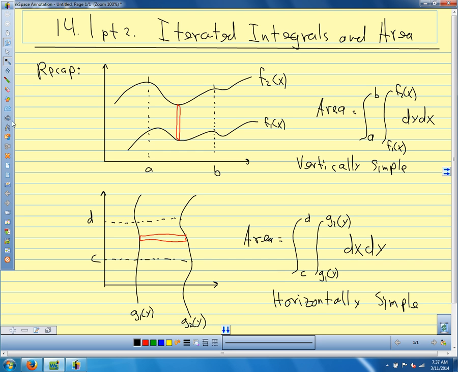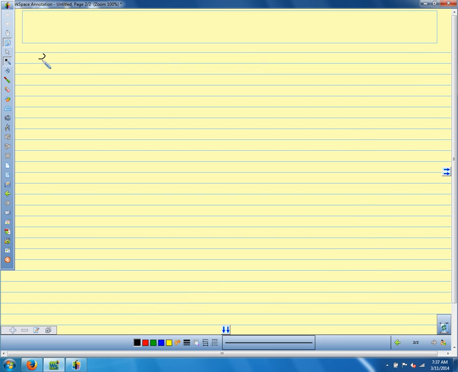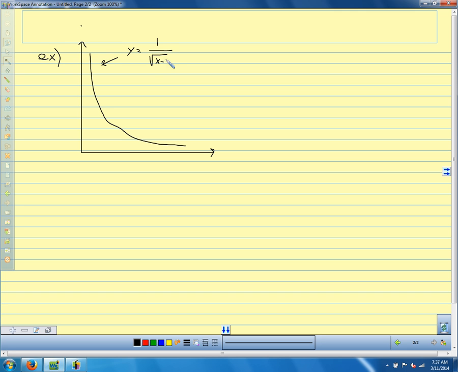Okay. So let's find the area with an iterated integral. We're going to start just by having the graph given to us. And then we will do some where we actually have to sketch the region and come up with our boundaries. This is y equals 1 over the square root of x minus 1, and we're going from 2 to 5.